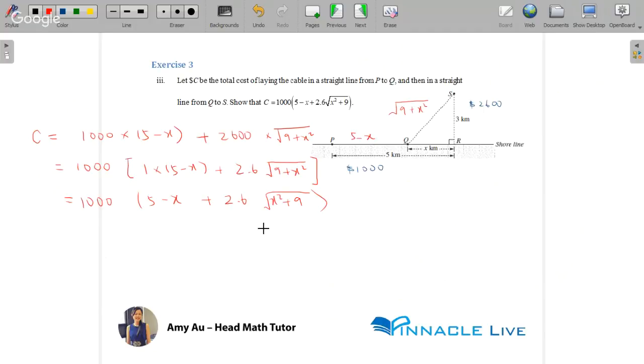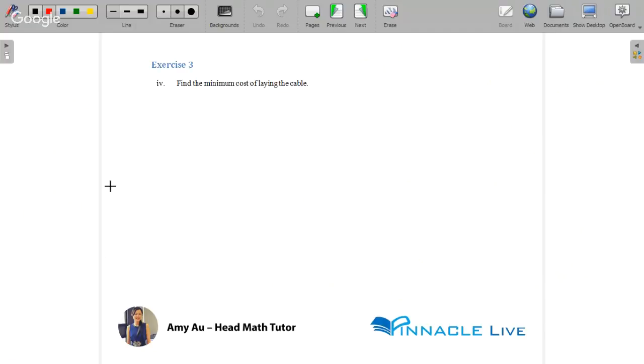This is a difficult differentiation though, so let's look at the next part. Find the minimum cost. All right, so let me just copy the cost equation first.